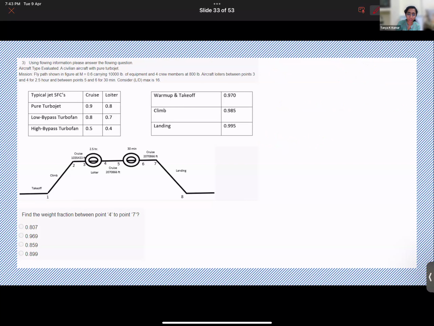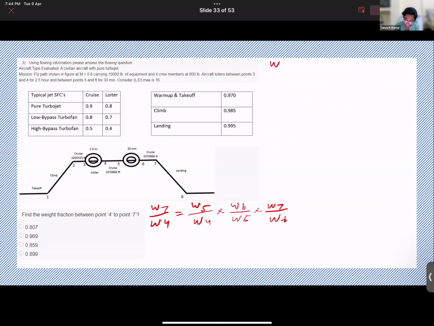Along similar lines, find the weight fraction between points 4 and 7. How will we do this? It's between multiple points, right? So what do you do? Find the weight fraction of individual segments and multiply them. So you need W7 by W4. You do W5 by W4 into W6 by W5 into W7 by W6. Find out the weight fractions of individual sections and multiply them together.